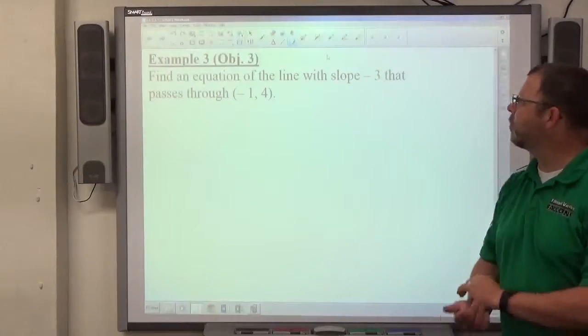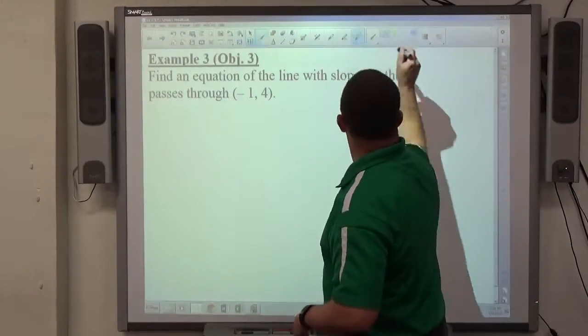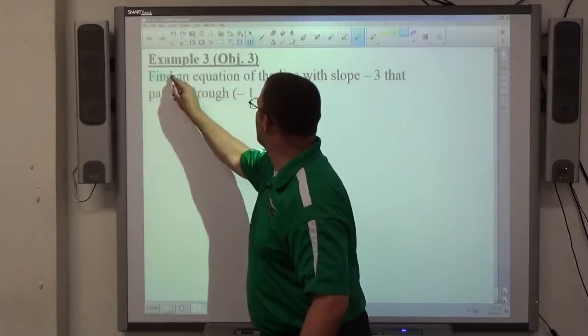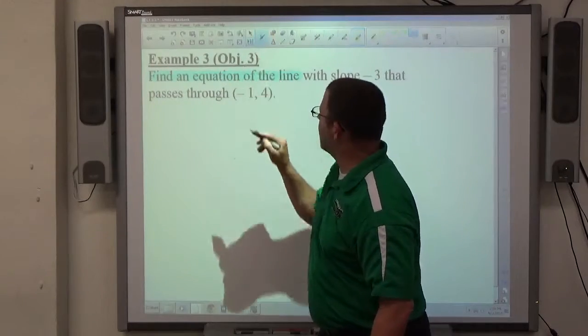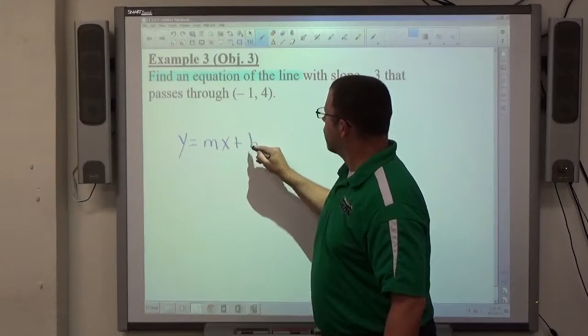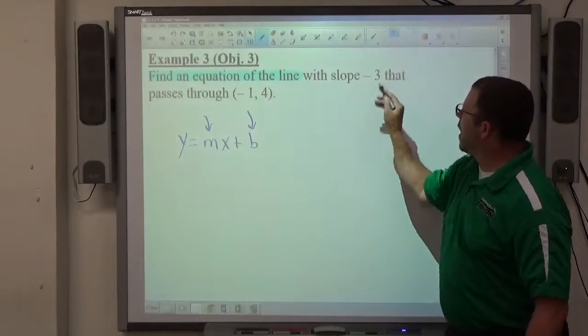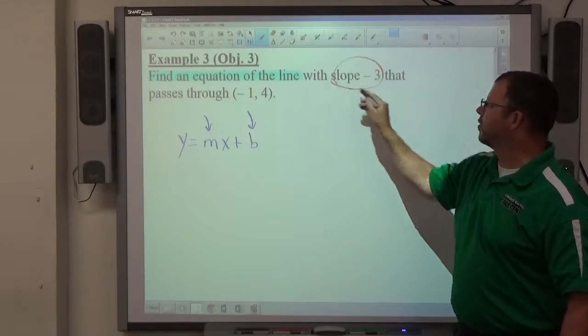Okay, example 3. Find an equation of the line with a slope of -3 that passes through (-1, 4). You'll see the directions say find an equation of the line, which immediately takes me to slope-intercept form of an equation. We're looking for the slope and the y-intercept. Now in this specific problem, how do we find slope? It says slope equals -3.